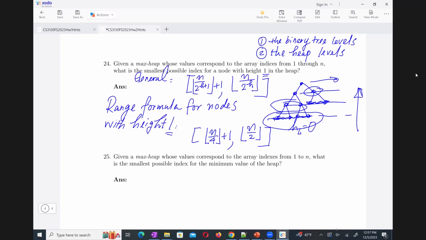Now, can you answer this question? The range is given, right? The range for what? Range for indices of the nodes, right? When we talk about range for indices of the nodes, now you can answer the question, right? You find the smallest in the range.